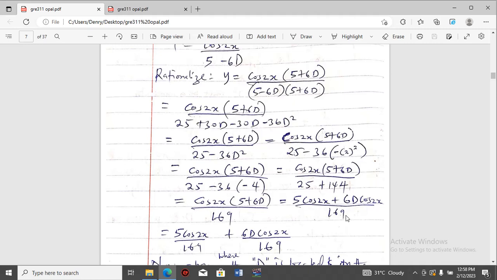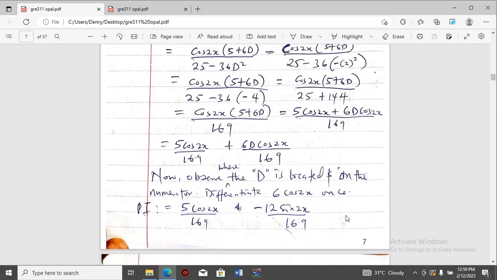Now remember when I said that after solving, at the end of the day, when you have D as the numerator, you differentiate once, right? And when you have D squared as numerator, you differentiate twice, right? So now here you have 5 cos 2x over 169. Don't touch it. There's nothing that this guy has done to you. Your main focus is wherever you have the D. Now you have 6D cos 2x, meaning you have to differentiate the coefficient of the D, which is 6 cos 2x. So when you differentiate 6 cos 2x once, you have minus 12 sine 2x, and that is how I got minus 12 sine 2x.